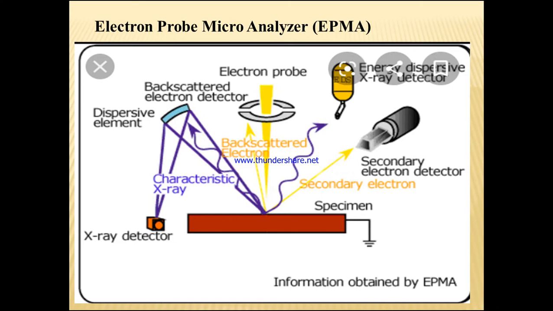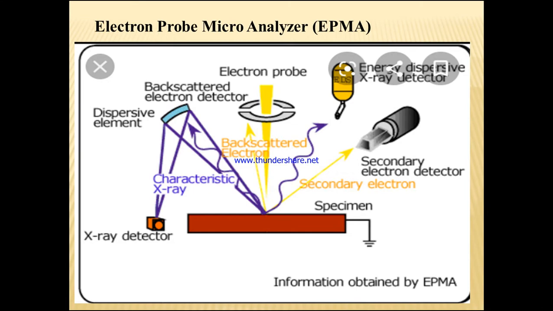The electron microprobe operates under the principle that if a solid material is bombarded by an accelerated and focused electron beam, the incident electrons have sufficient energy to liberate both matter and energy from the sample. When we see the principle and working of these analyzers, they are similar to the scanning electron microscope.